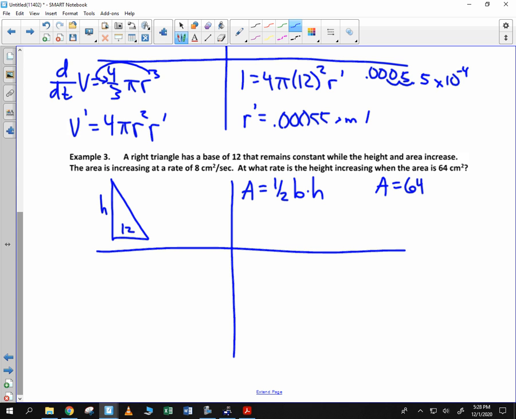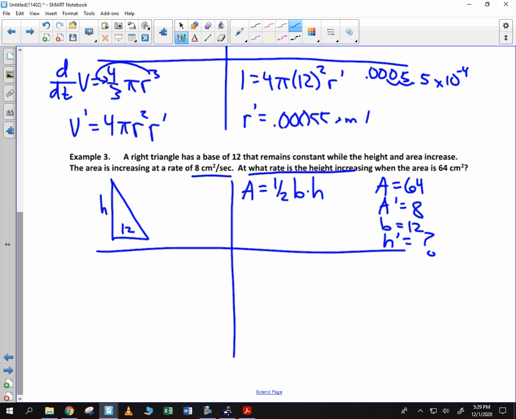We also know that the area is increasing at a rate of 8, so A prime is equal to 8. We know that the current base is 12, but we don't know about the height. And it says, at what rate is the height increasing? That means we're trying to find h prime.